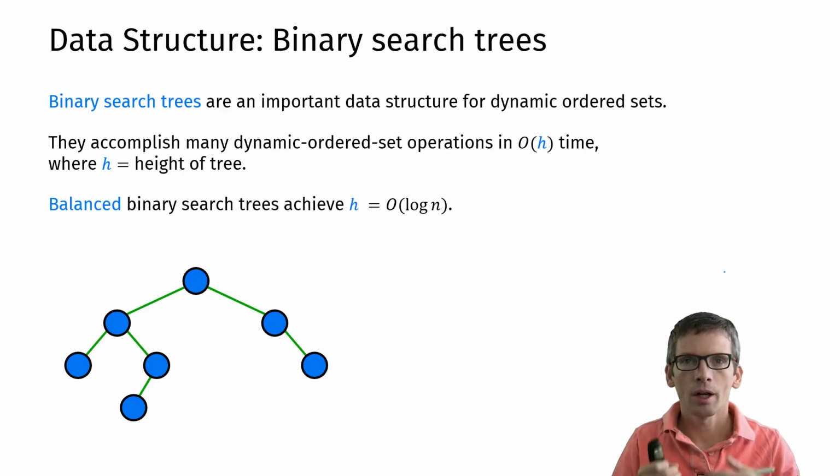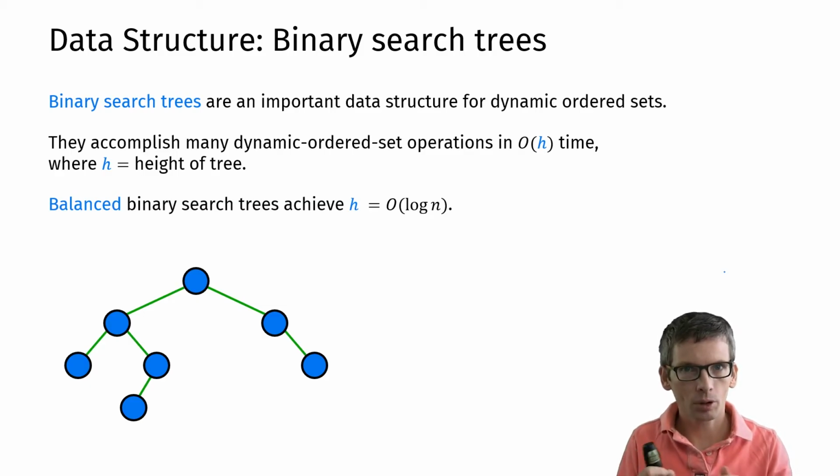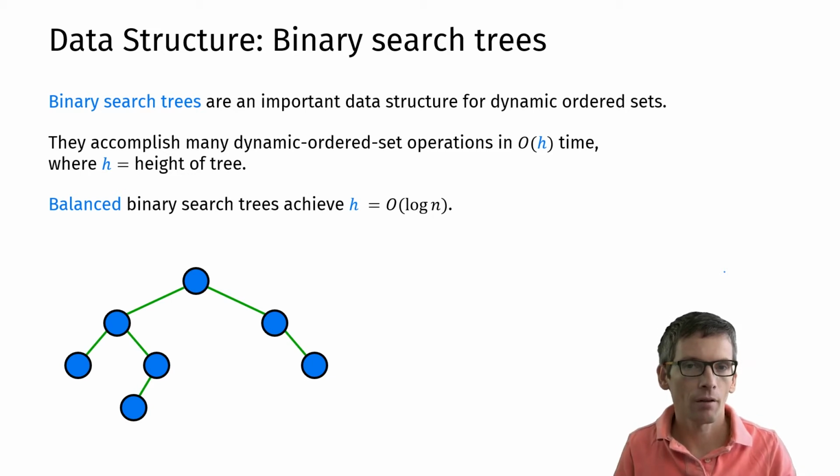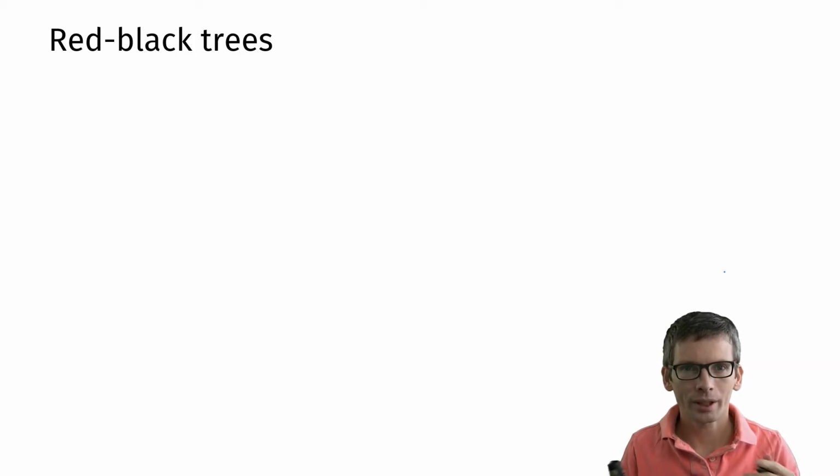We want to make sure that the height of the tree at all times is of order log n, because then all of the operations that we want to have, we get in this time, and that's very efficient. What is a red-black tree?